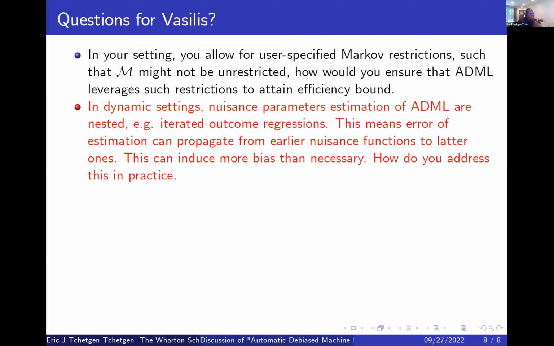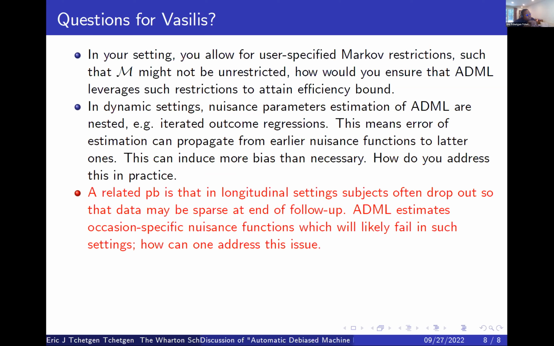This can induce more bias than necessary. How do you address this in practice? I know you have a way of addressing it in theory in constructing these objective functions, but in practice, the reality is if your outcome regression at the last time point is poor, the outcome regression at the first time point is going to be awful. Have you thought about how to address this issue?